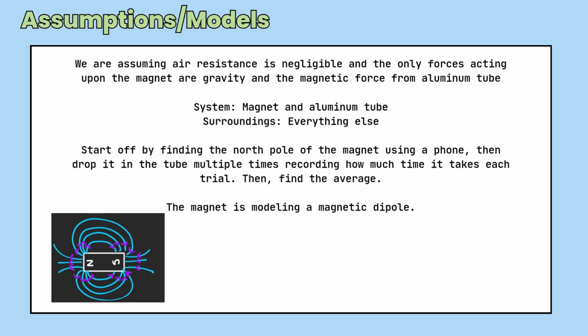So, the assumptions in the models. We are assuming air resistance is negligible and the only forces acting upon the magnet are gravity and the magnetic force from the aluminum tube. The system would be the magnet and the aluminum tube, and the surroundings would be everything else.